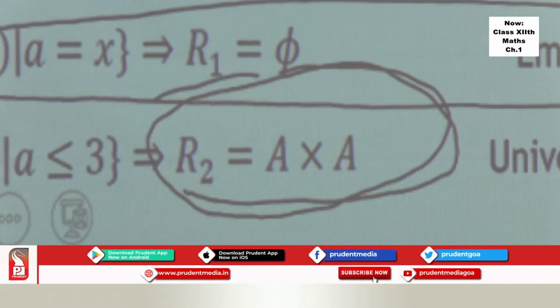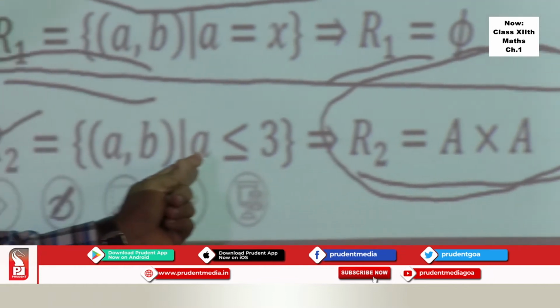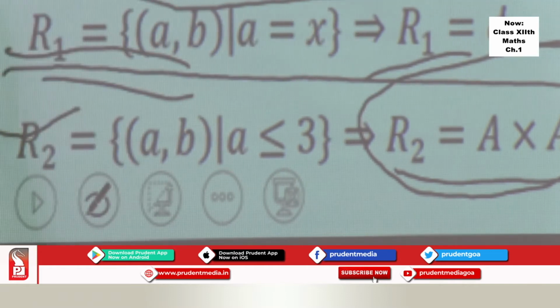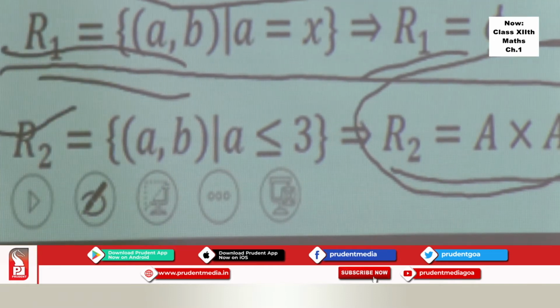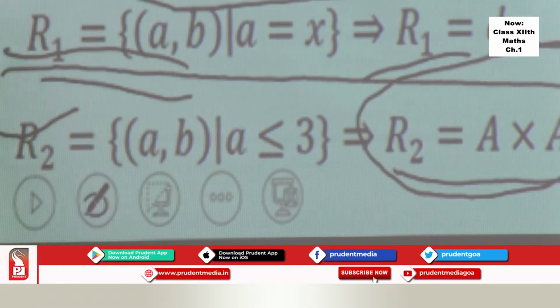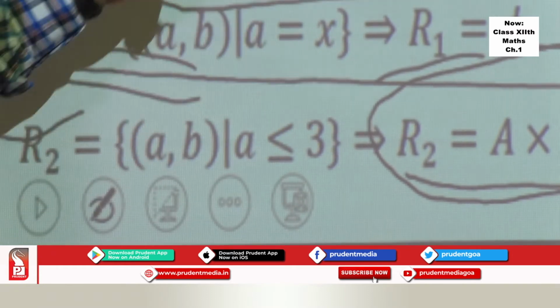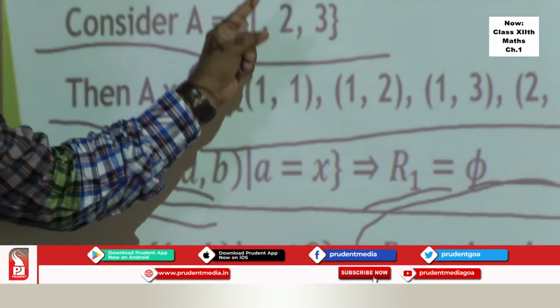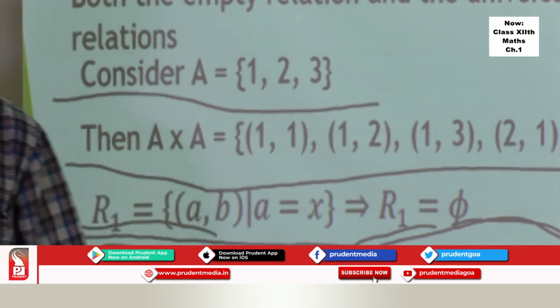Why? Look at the condition which is given here, a less than or equal to 3. Now, if a is less than or equal to 3, that means for a, the first element, I have to take 1, I have to take 2, I have to take 3.